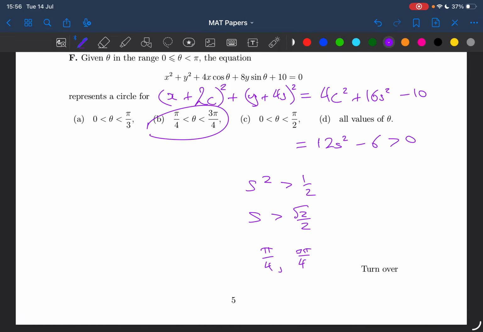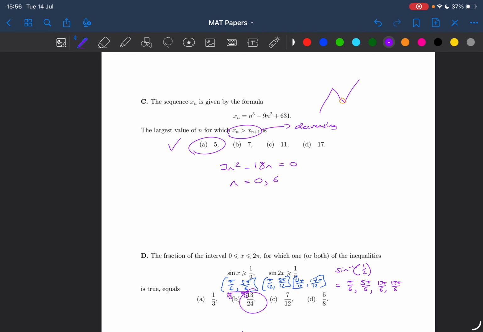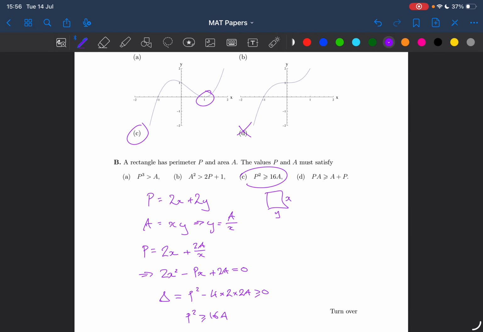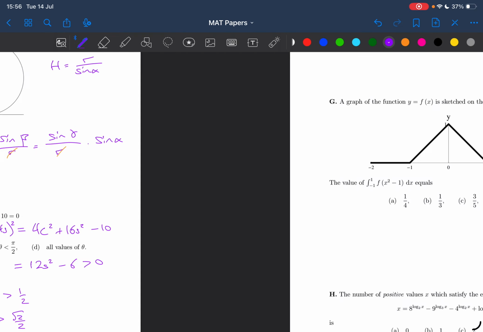F, the answer is B. They've all been B. That was B. That was B. This one was B. That was A at least. C and a C. It feels like lots of B's. That looks good though. Yep, that looks all good.